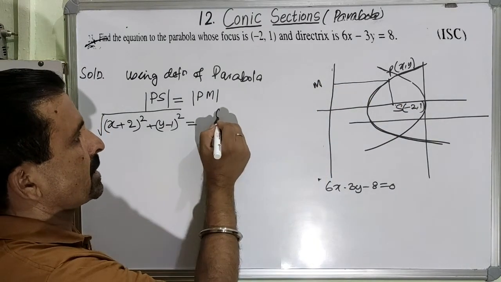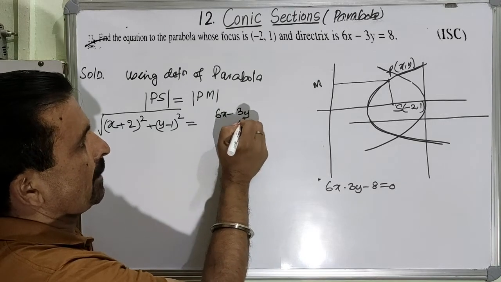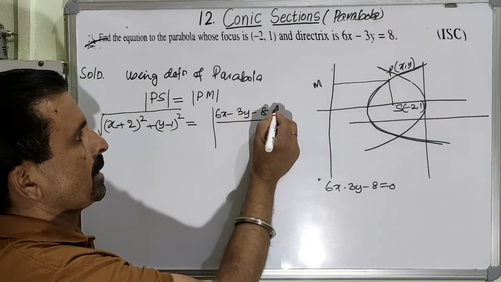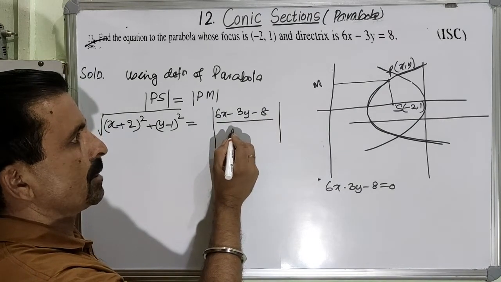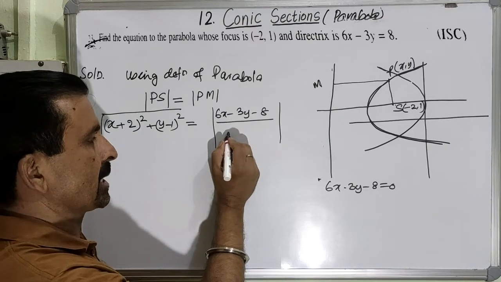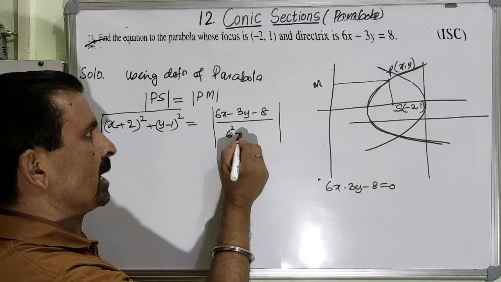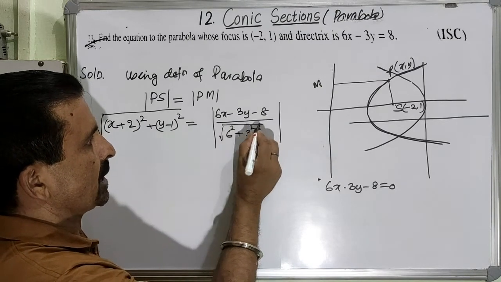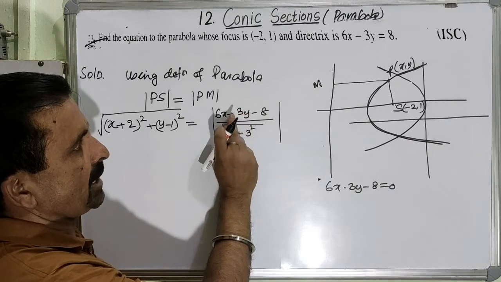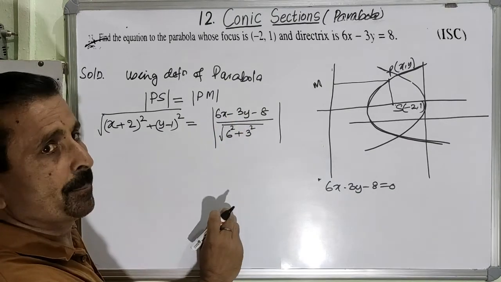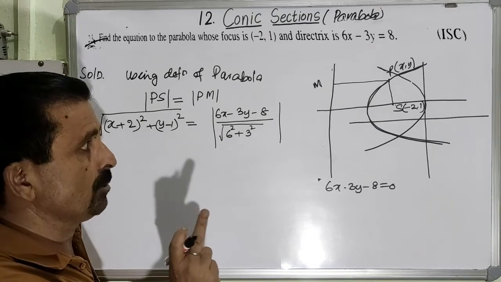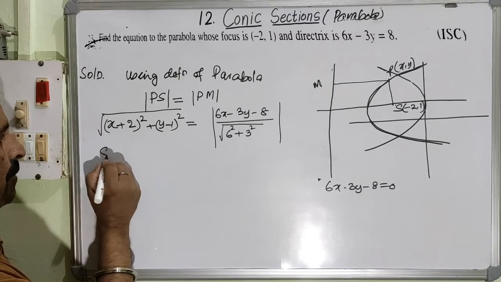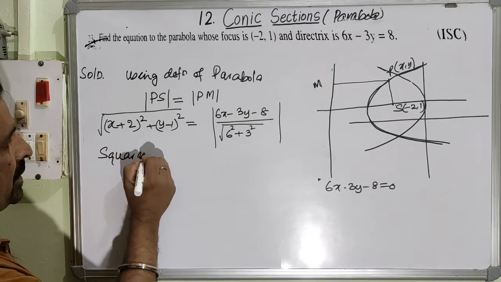This is the equation 6x minus 3y minus 8, mod of, and then over the square root of the sum of the squares of the coefficients of x and y, that is 6 square plus 3 square. The coefficient of y is actually negative, but because we are squaring, ultimately this will become positive. That is why I am taking this as a positive value, so there should not be any confusion. Now to solve this, we are going to square both the sides.